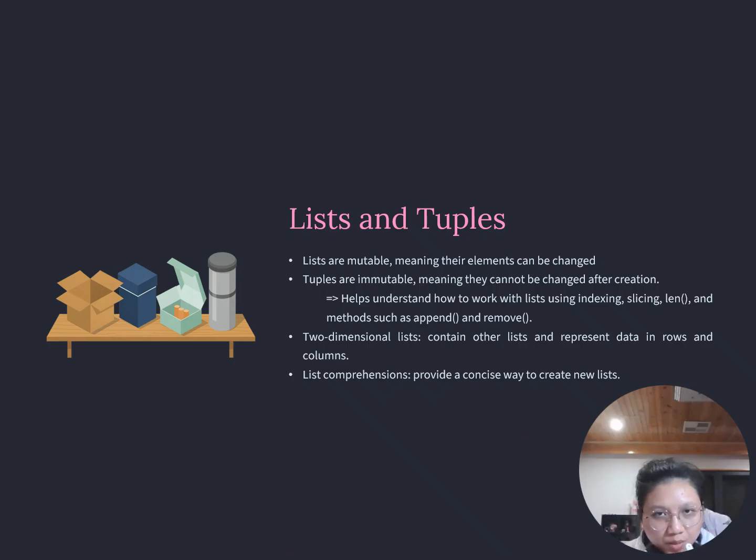Another important topic was lists and tuples. Lists are mutable, meaning their elements can be changed, while tuples are immutable, meaning they cannot be changed after creation. This helps me understand how to work with lists using indexing, slicing, length, and methods such as append and remove. I also learned about two-dimensional lists containing other lists and representing data in rows and columns, and list comprehensions providing a concise way to create new lists.